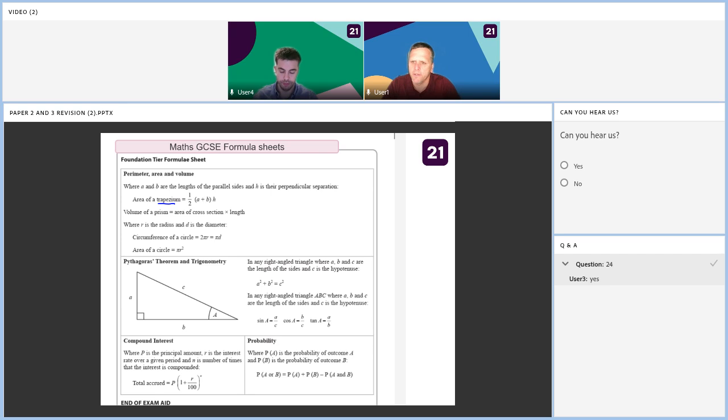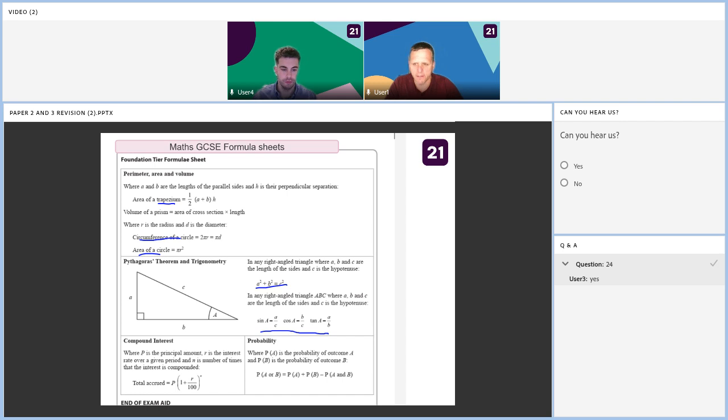Volume of a prism. Radius and d of the diameter is there because we've got the circumference of a circle and the area of a circle, which Rob mentioned both of those earlier. We've got Pythagoras' theorem, which I mentioned, then trigonometry, which Rob mentioned. We've got compound interest, and we've got some probability, which we haven't covered today, but remember they are there to help you out, okay? So refer to it all the time, keep on having a look at it.